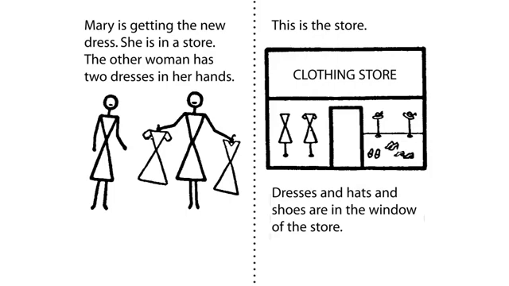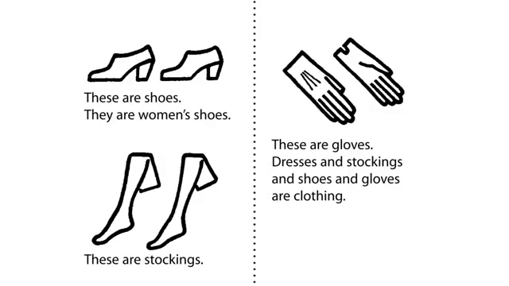Mary is getting the new dress. She is in a store. The other woman has 2 dresses in her hands. This is the store. Dresses and hats and shoes are in the window of the store. These are shoes. They are women's shoes. These are stockings. These are gloves. Dresses and stockings and shoes and gloves are clothing.